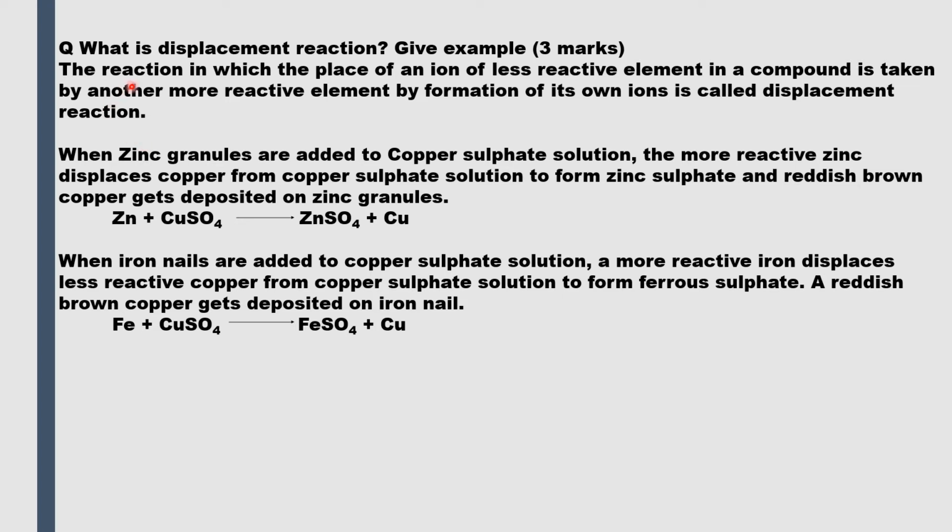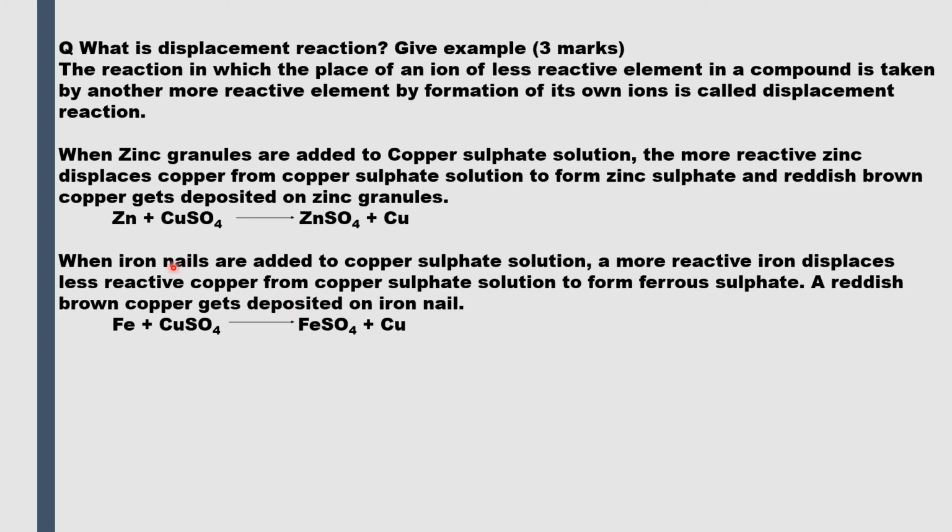Now children, the definition should be as per the textbook. Example will carry 1 mark. When zinc granules, that is Zn, are added to copper sulfate solution, that is CuSO4, then the more reactive zinc displaces the less reactive copper from copper sulfate to form zinc sulfate, that is ZnSO4, and reddish brown copper, that is Cu, gets deposited on the zinc granules.